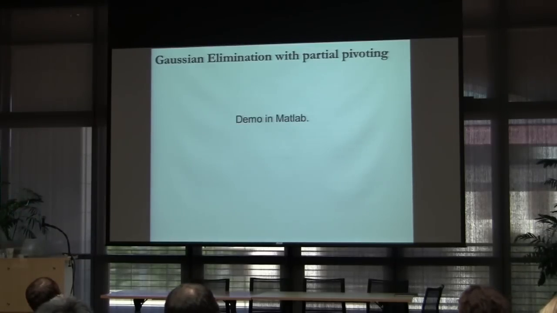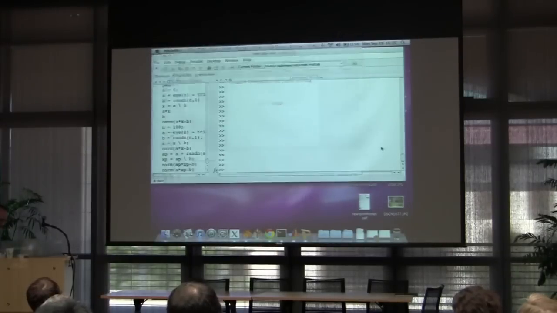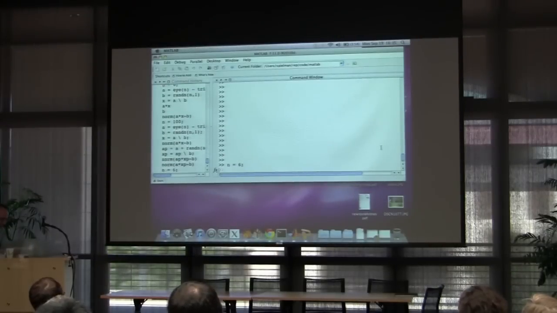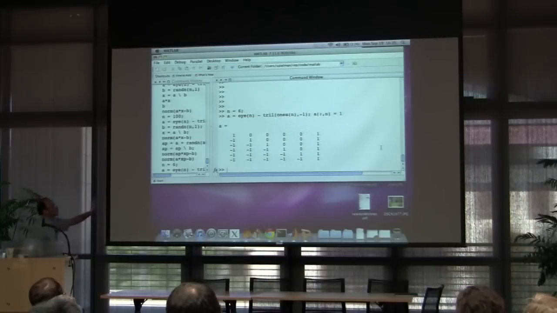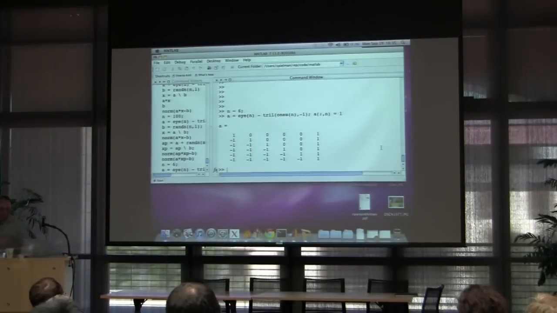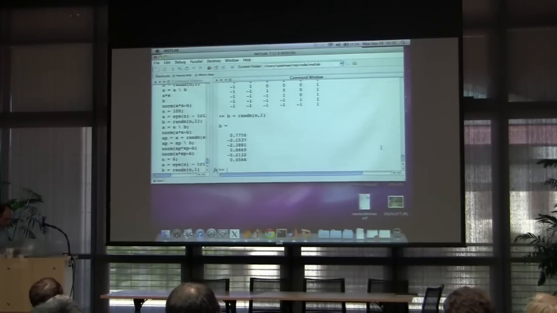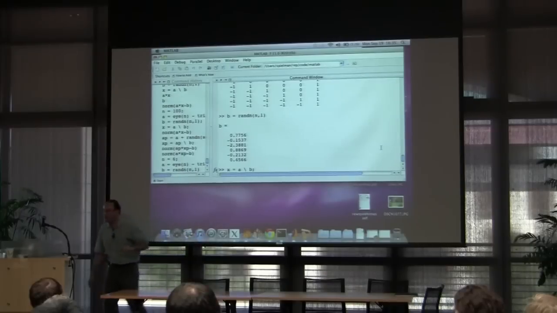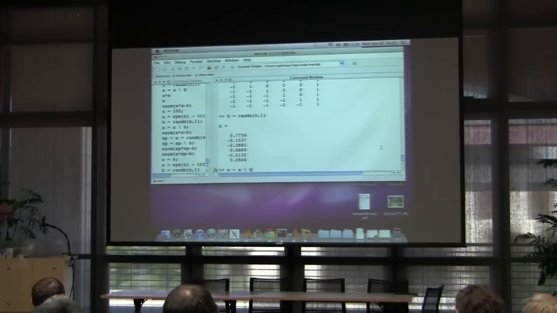So let me show you an example of this failing. I'm going to generate a small matrix. For those who don't know MATLAB, here is what my matrix looks like. I've got ones on the diagonal, minus one below the diagonal, zeros above, and ones on the right-hand side. That is the matrix. Let's generate a random right-hand side vector, a vector of Gaussian random variables. And now we can solve. For those who don't know MATLAB, the way you solve a system of linear equations is I just type something like x is equal to a divided by b. And I get a solution.